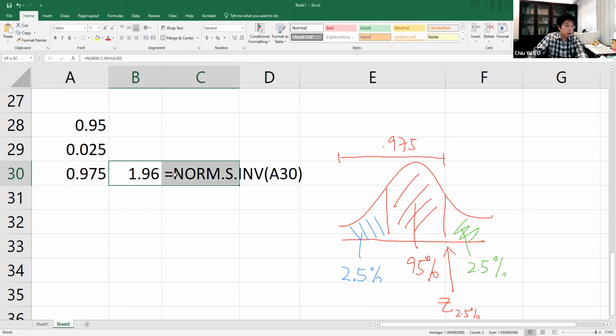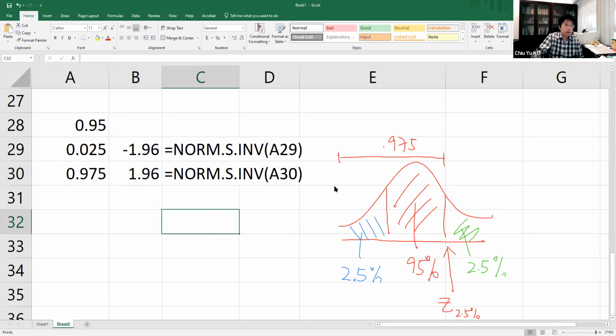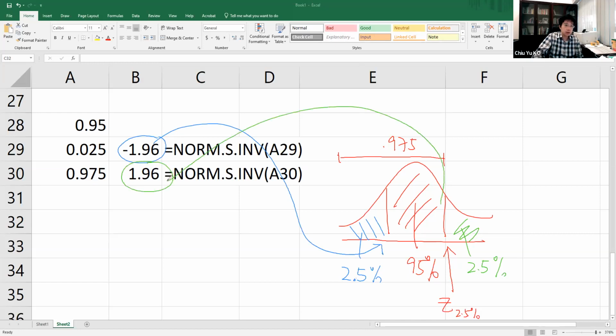So if you're at 0.025, you get this from here. The green one is here. NORM.S.INV works like this: you give me the probability, and I give you back the Z value. You give me the left area, and I give you the value of Z below it. Is that okay?